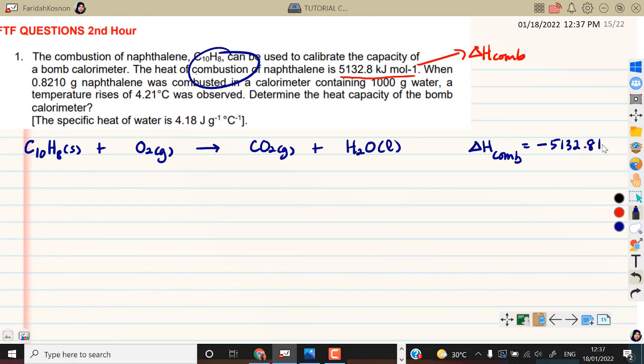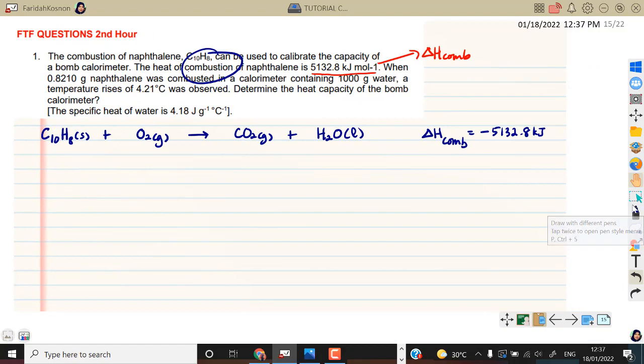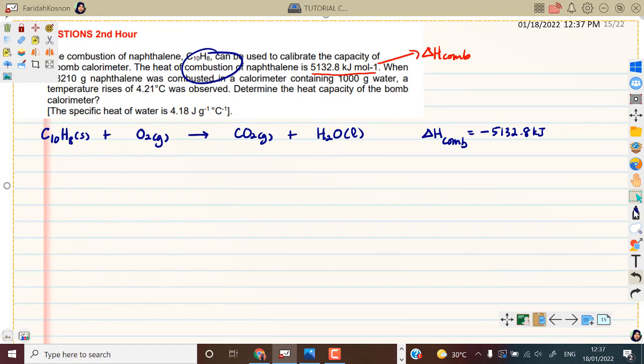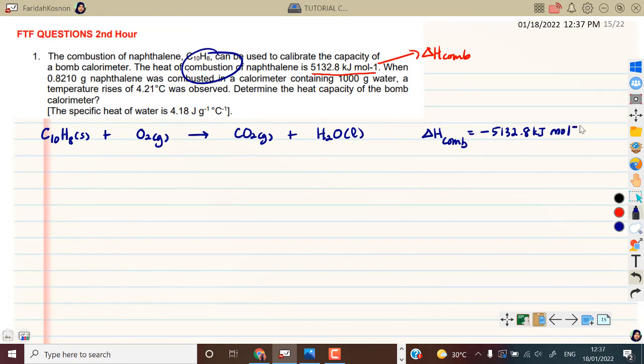Negatif 5132.8 kilojoule per mole. Okay, sekejap saya kecilkan sikit. Okay, kita tambahkan unit. Alright, so kilojoule per mole here. Don't forget kilojoule per mole. Tapi tak balance lagi equation. So, kita kena balancekan equation ini and make sure the naphthalene is 1 mole. Jadi, bila kita balancekan, you akan dapati kat sini 12, okay, 10 and 4.